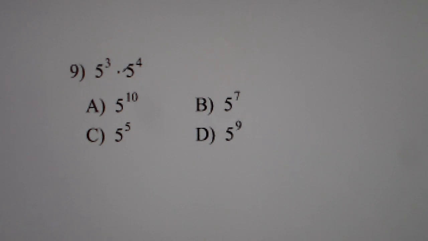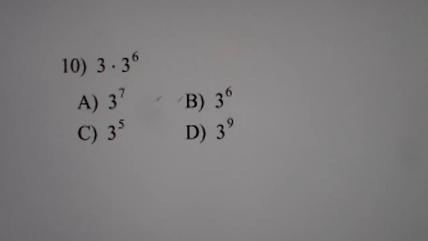Number 9, 5 to the power of 3 times 5 to the power of 4. So we have 5 to the power, well 3 plus 4 gets you 7. So 5 to the power of 7. 9 is B. Number 10, 3 to the power of 1 times 3 to the power of 6 gets us 3 to the power of 7. So 10 is A.